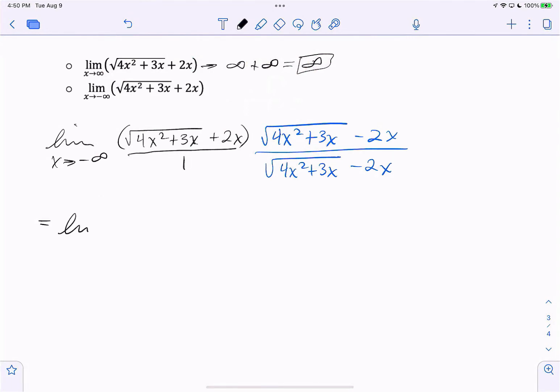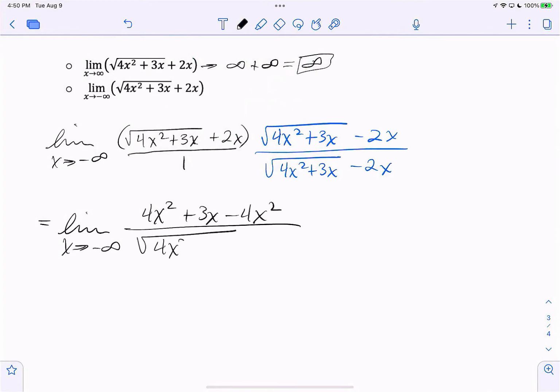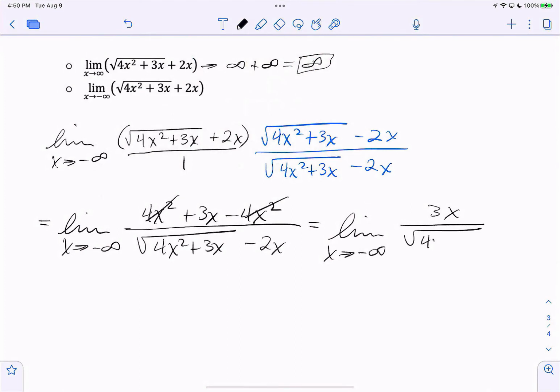This is going to equal the limit as x approaches negative infinity of 4x squared plus 3x minus 4x squared over the square root of 4x squared plus 3x minus 2x. And I see that the 4x squareds are going to subtract out. So I have the limit as x approaches negative infinity of 3x over the square root of 4x squared plus 3x. Whoops, minus 2x. I tried to make this a whole lot easier than it is.